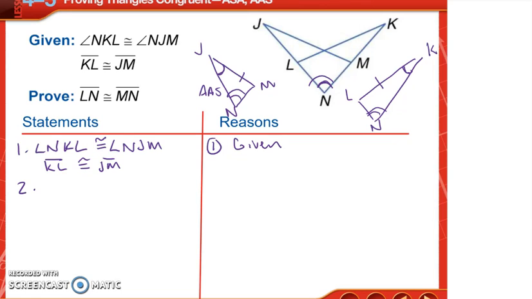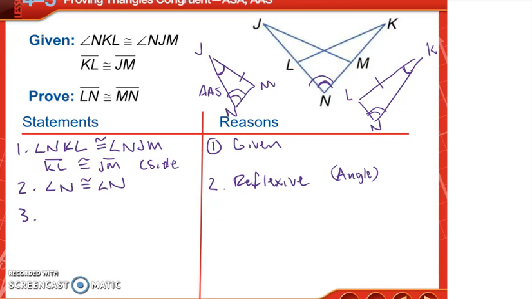Okay, the next thing that we talked about, the easy one is angle N is congruent to angle N. Okay, that's by reflexive. And that's the angle that we're after. Okay, so we've got one of our angles of angle, side. Then third, the other thing that we talked about is, and this is our side. So there's our side.